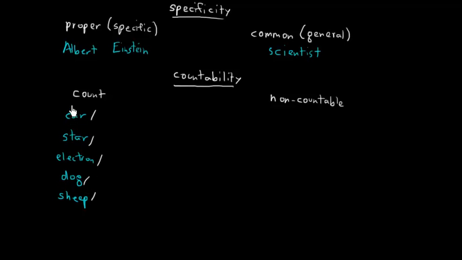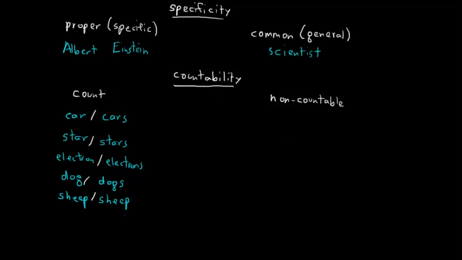Okay, so these first four form their plural in the regular way. They add an S: cars, stars, electrons, dogs, and sheep. Now, this is kind of interesting because here, this is the singular and this is the plural. They just happen to be spelled the same. So moose, moose, cod, cod. I'm trying to think of some others right now, but even though they're both spelled the same, there is actually a singular and a plural. So they are count nouns.